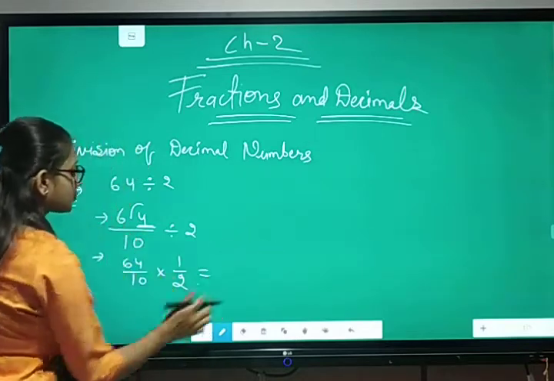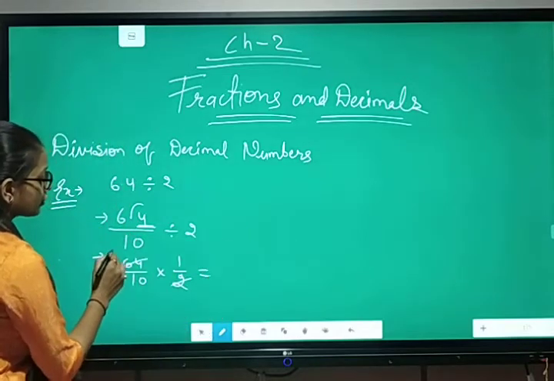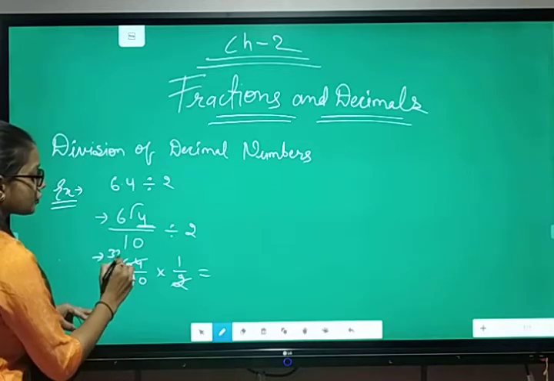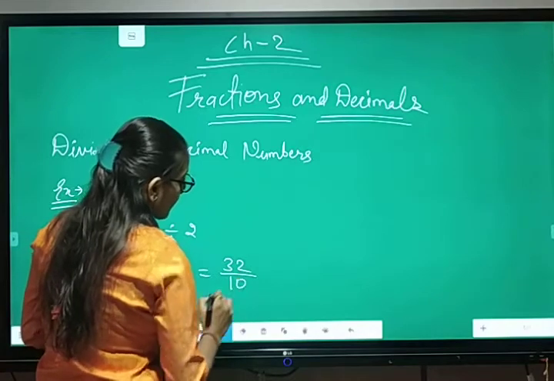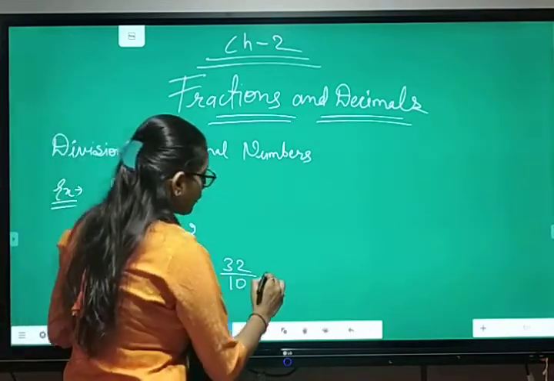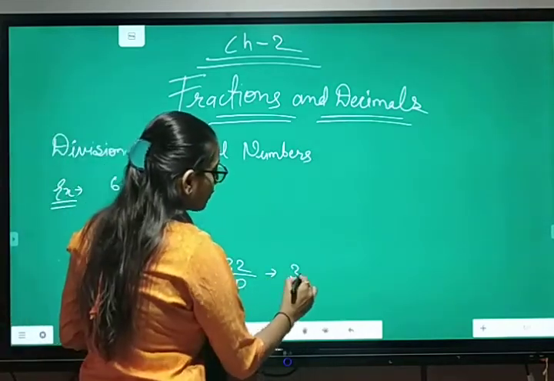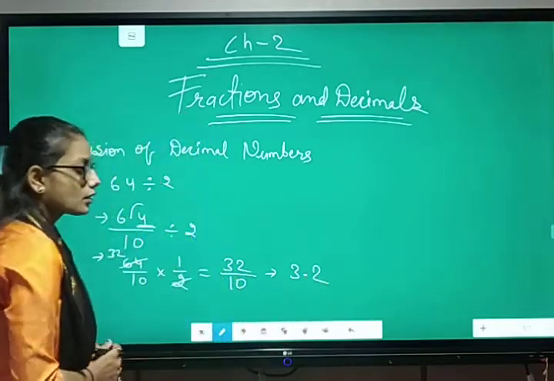64 upon 10 times 1 upon 2. 2 threes are 6 and 2 twos are 4. So 32 upon 10. Point will be put before one digit, so answer is 3.2. Clear students?